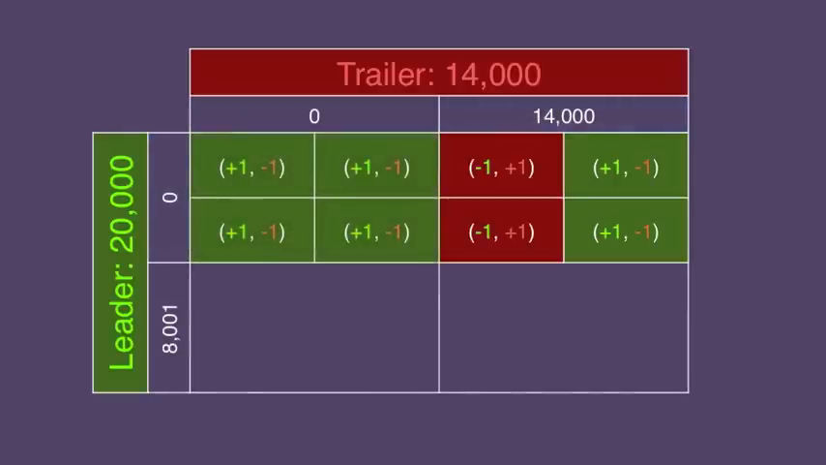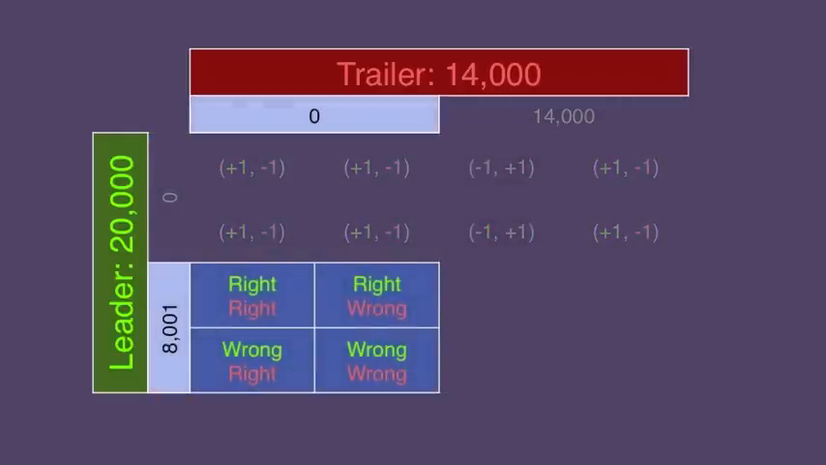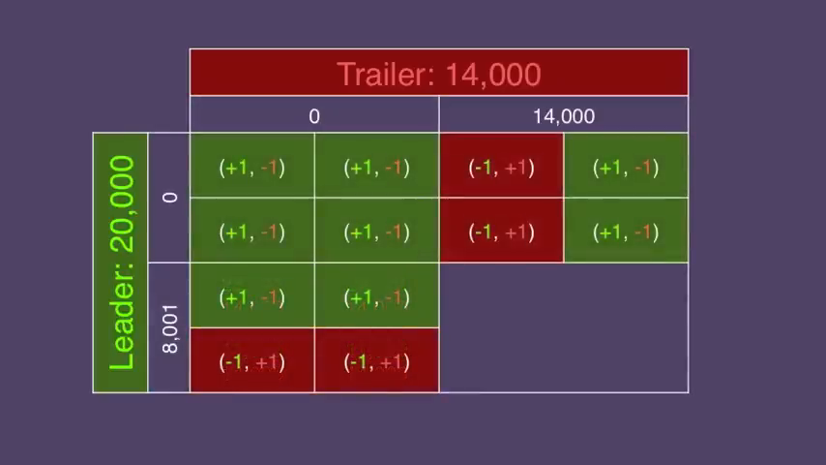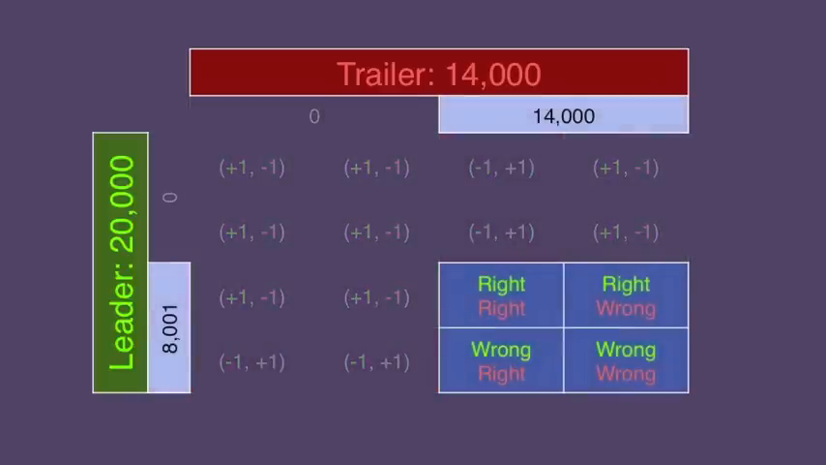We do the same for when the leader wagers 8,001 and the trailer wagers 0. If the leader gets it right, he'll win. But if he gets it wrong, he'll lose. Finally, we look at what happens when both players wager large. The only combination in which the trailer will win is when he gets it right and the leader gets it wrong. We replace these with plus 1 and negative 1 where appropriate.